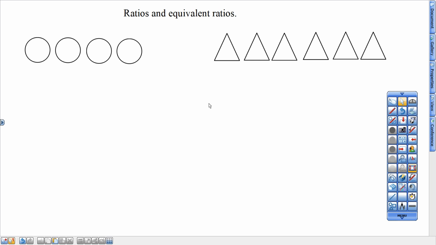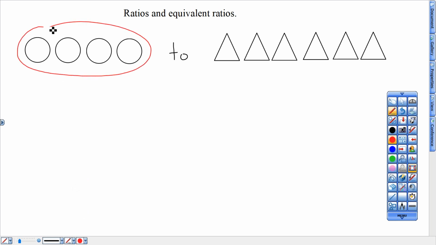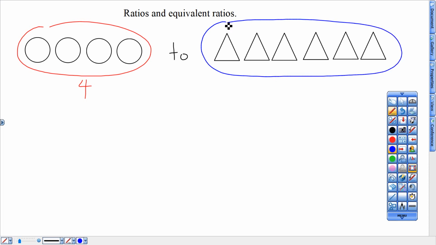When you do a ratio, whatever is listed first always is going to be the first number that you use. So if I'm comparing here circles to triangles, I'm going to count how many of these circles that I have, count them up. That gives me 4 of these circles. That's going to be the first number in my ratio. When I count how many I have for my second thing that it's being compared to, that's my second number in the ratio.